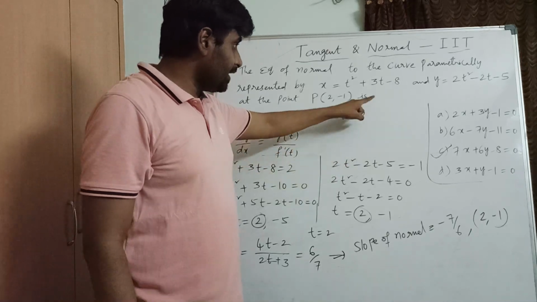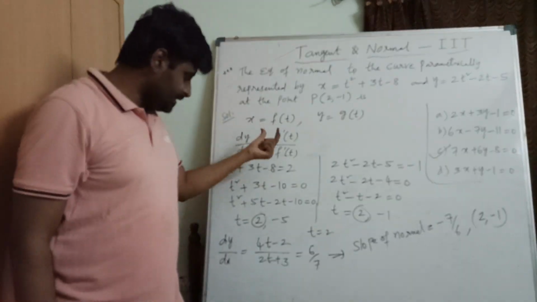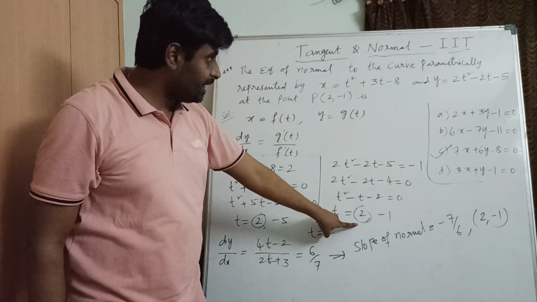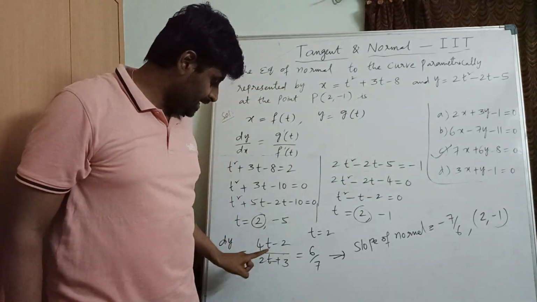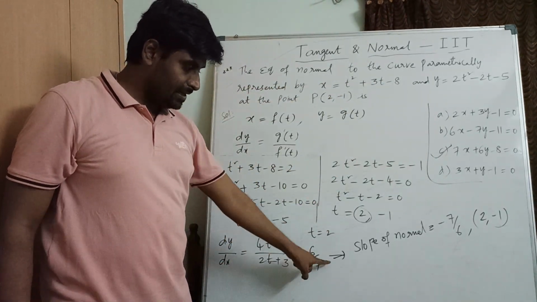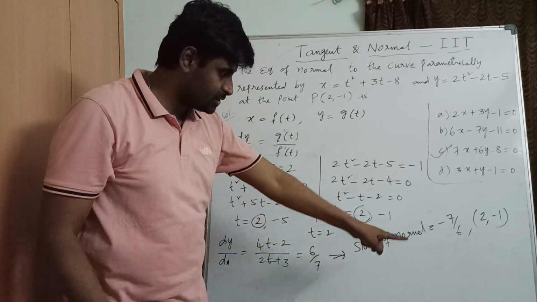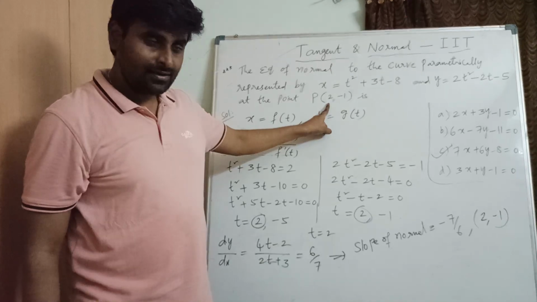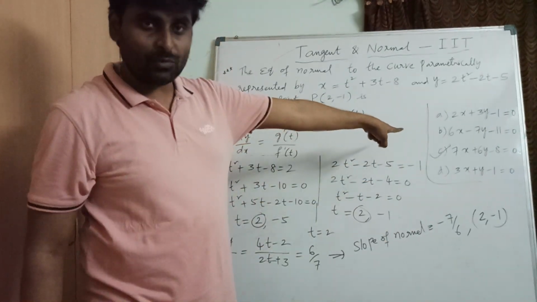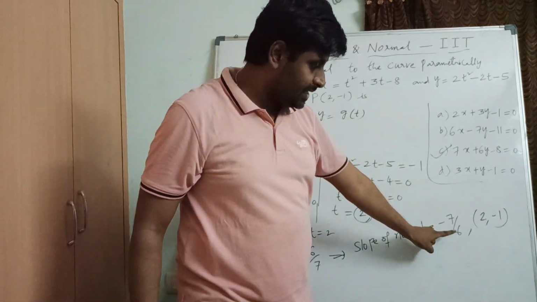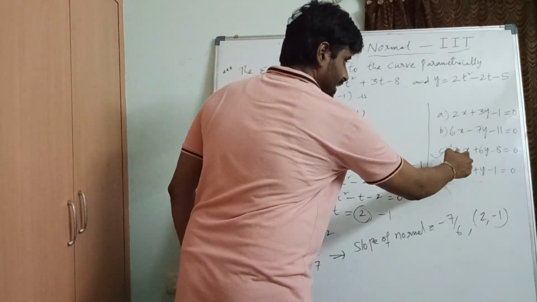Whenever you are able to equate first coordinate to first coordinate and second coordinate to second coordinate, then we'll get the t value. Once we get the t value, we'll find dy by dx, that is dy by dt by dx by dt. In that, substitute the t value, then we'll get the slope of tangent. From the slope of tangent, the slope of normal will be the negative reciprocal, minus 7 by 6. What is the point given? So we need not find the equation of the normal also. Simply we can verify the options: where will you get slope as minus 7 by 6? Minus a by b, so minus a by b is minus 7 by 6.